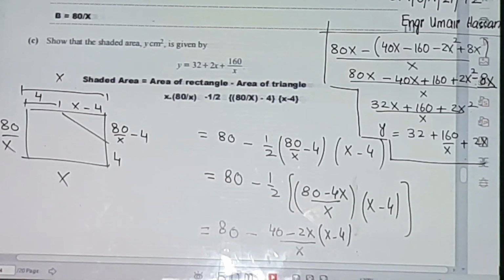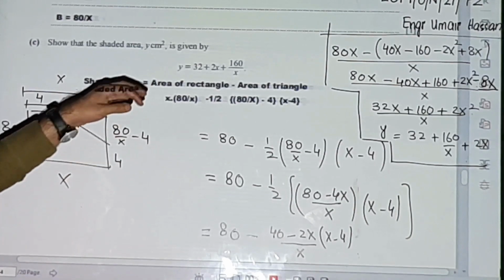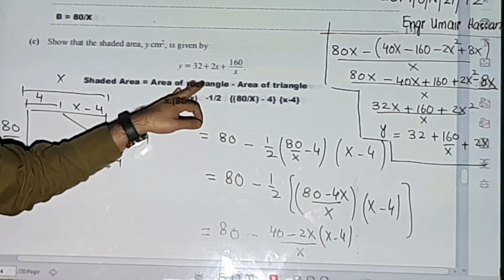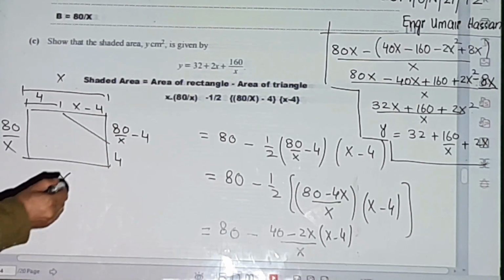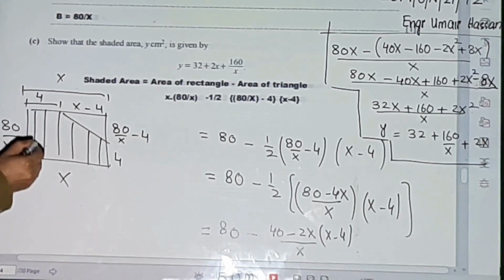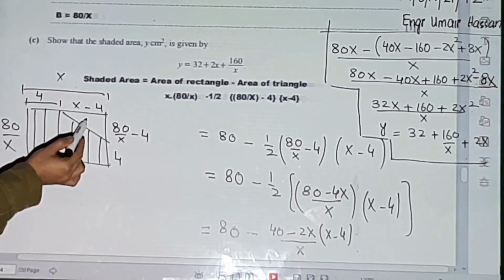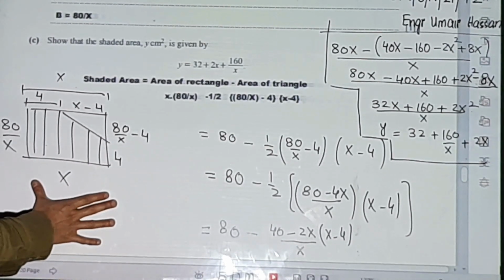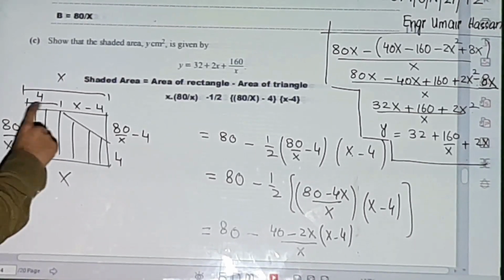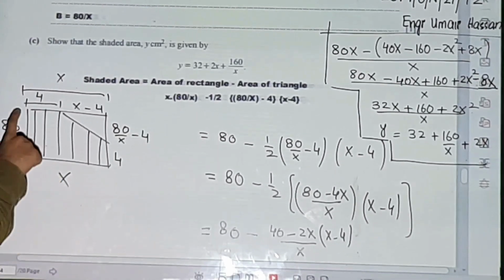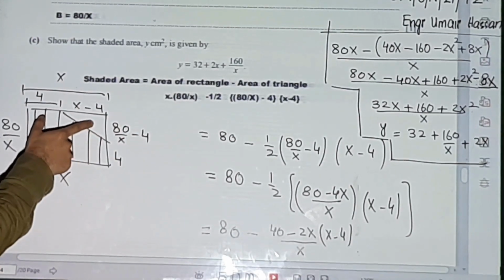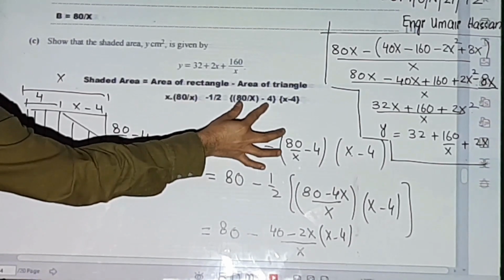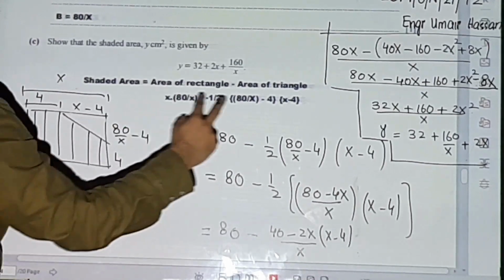Part C says show that the shaded area y centimeter square is given by this equation: y is equal to 32 plus 2x plus 160 over x. So the shaded area was this one, and the area of rectangle minus area of triangle will give us the shaded area. Now area of rectangle is x multiplied by 80 over x, minus area of triangle, which is 1 by 2 into base 80 over x minus 4 into height, which is x minus 4.